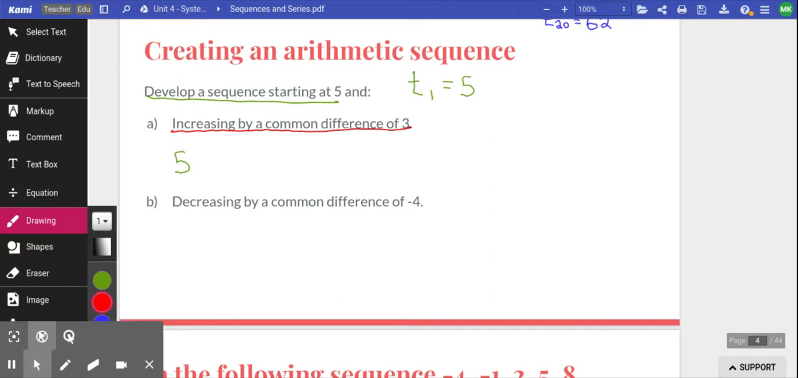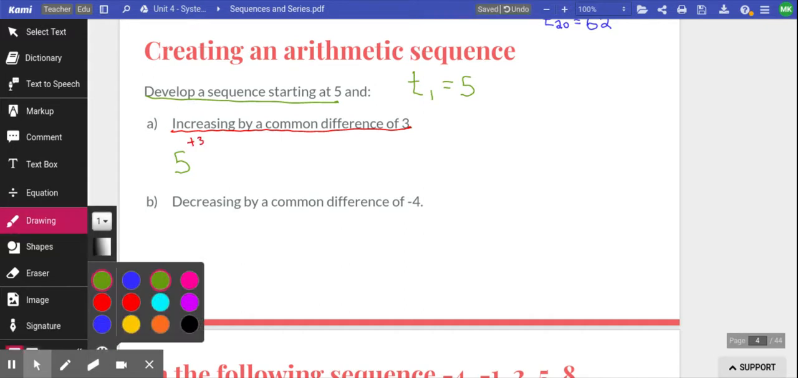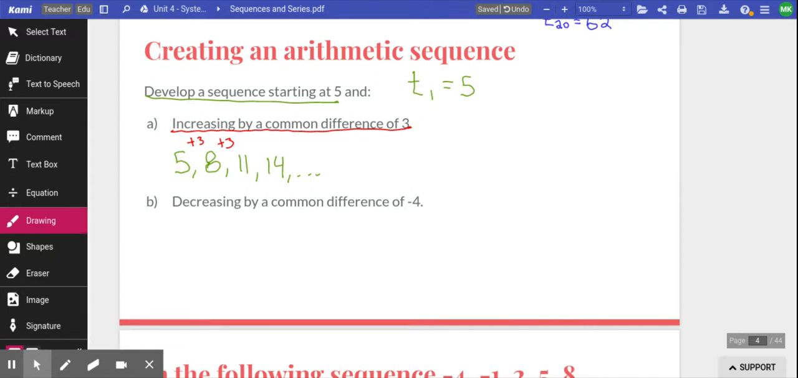So if we're increasing by a common difference of 3, that means we are adding 3 to get to the next number. So the next number would be 8. If we added 3 again, the next number would be 11, and so on and so forth by adding 3s. I'm just going to put dot, dot, dot, because you can keep going. Perfect. Simple, right?